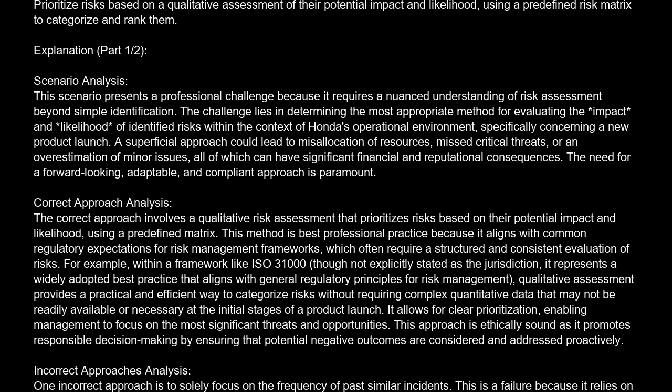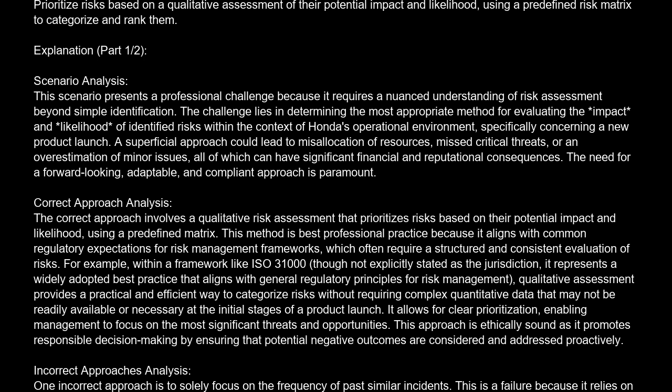This scenario presents a professional challenge because it requires a nuanced understanding of risk assessment beyond simple identification. The challenge lies in determining the most appropriate method for evaluating the impact and likelihood of identified risks within the context of Honda's operational environment, specifically concerning a new product launch. A superficial approach could lead to misallocation of resources, missed critical threats, or an overestimation of minor issues, all of which can have significant financial and reputational consequences. The need for a forward-looking, adaptable, and compliant approach is paramount.